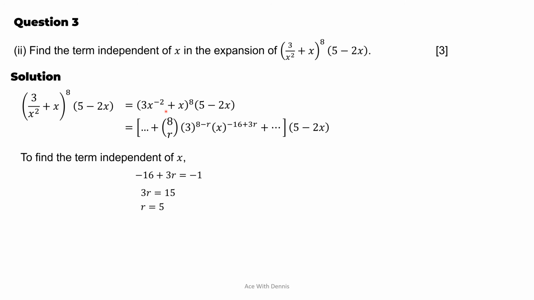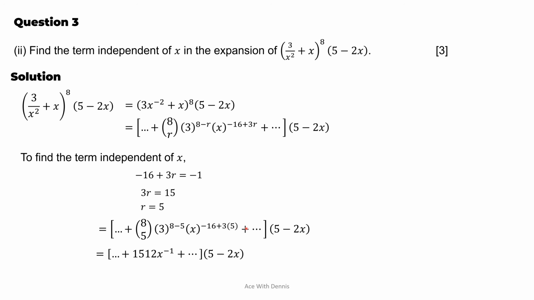Then we know that the fifth term in this expansion multiplied with negative 2x becomes a term that is independent of x. Then we substitute the value into this general term. So it becomes 8 choose 5 times 3 to the power 8 minus 5 times x to the power negative 16 plus 3 times 5, and this one we just copy down 5 minus 2x. So the term here is 1512 x to the power negative 1.